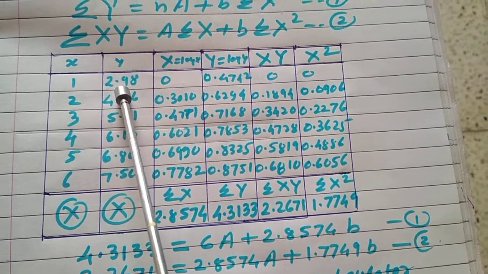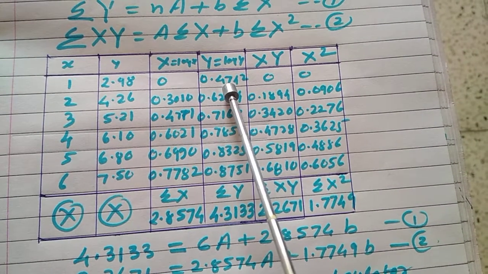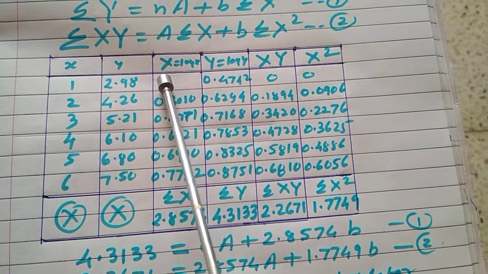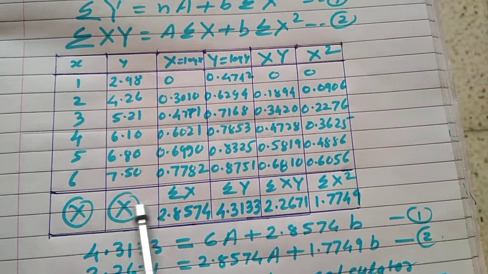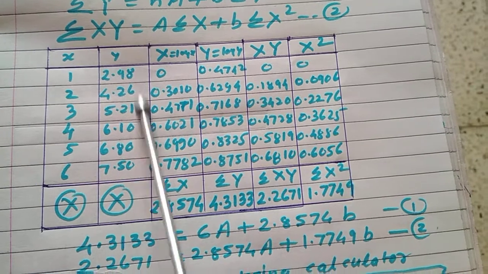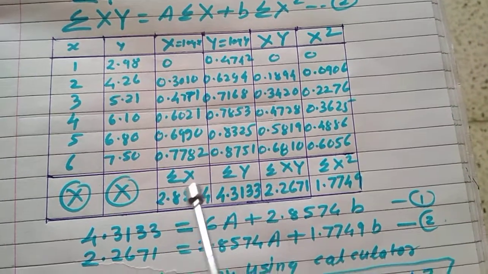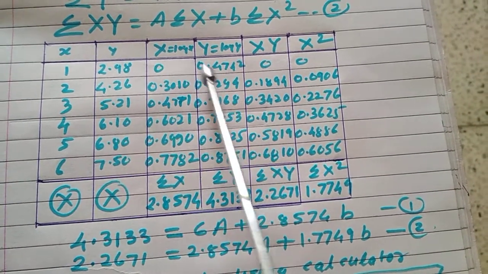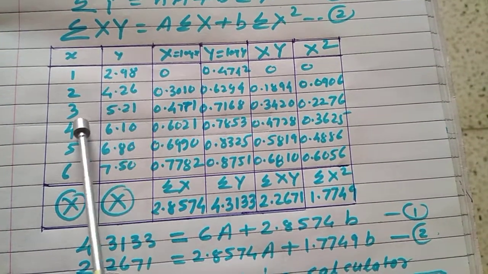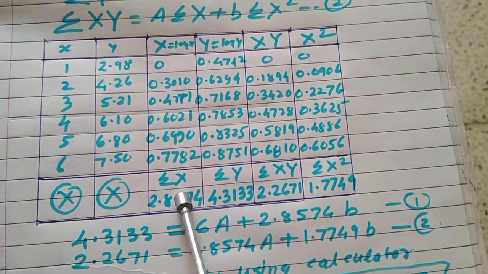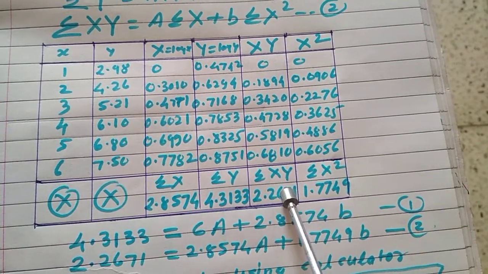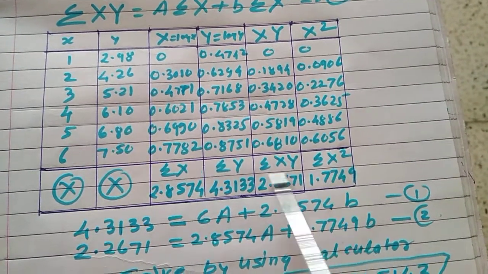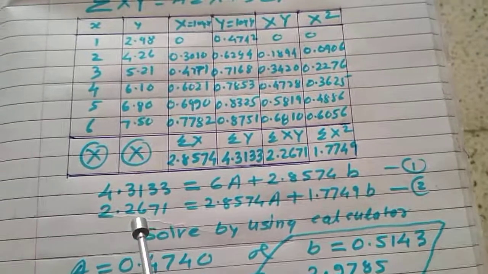Similarly, the capital Y table means log of the small y table. When you know the capital X table and capital Y table, then I don't want the small x table and small y. This is useless for me now. Now capital X table summation, capital Y table summation, then capital X into Y. Don't use small x and small y now. Only use the capital X table, capital Y table, capital XY table and capital X square table. Add, and you will get all the summations. These are my summations. Put them in equation number 1 and 2.